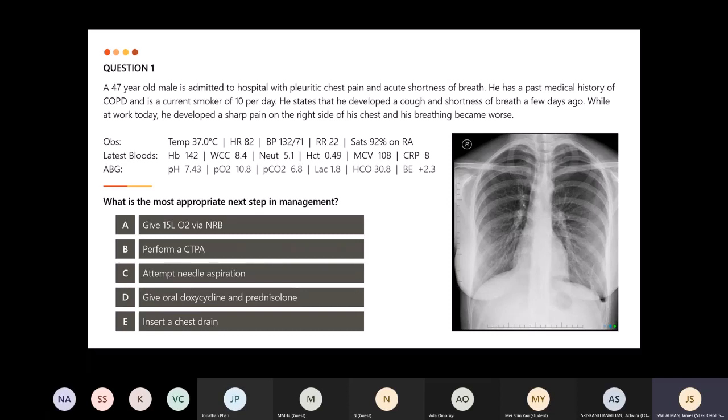While at work today, he developed a sharp pain on the right side of his chest and his breathing has now become worse. Observations are all there for you. His bloods are there and his ABG is there. So the Hb is normal, white cells fairly normal, neutrophils fairly normal, hematocrit slightly raised, MCV is raised, and CRP is pretty much normal.